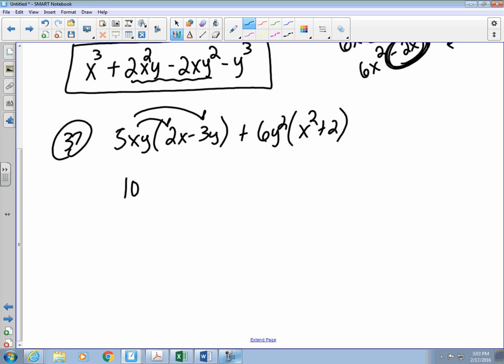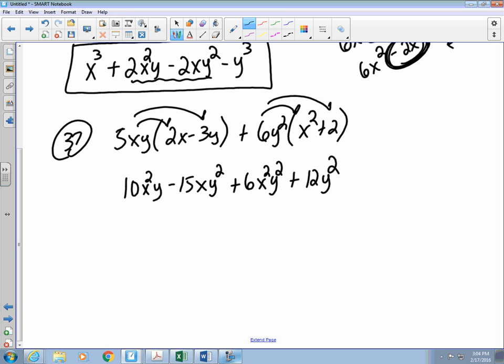So 5 times 2 is 10. X times x, x squared, and then you got your y. Minus 15, x, y times y is y squared. Pick that one through. So positive 6y squared. Okay. You can write y squared, x squared, or you can write x squared, y squared. That's the commutative property. Either order is fine. And 12, y squared. And none of those are like terms. So you would be done.